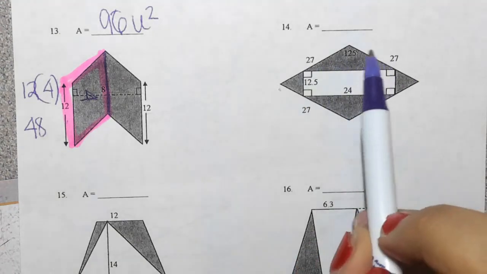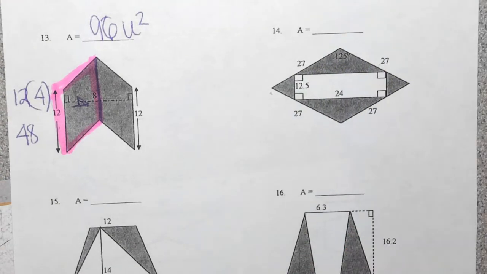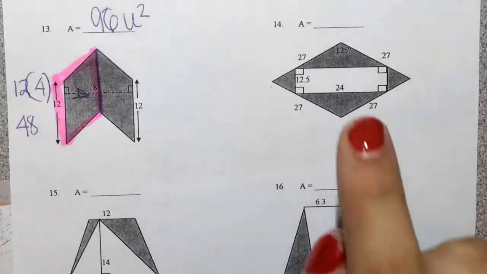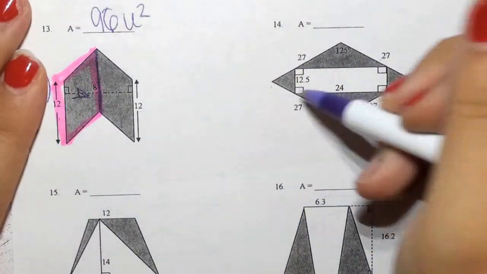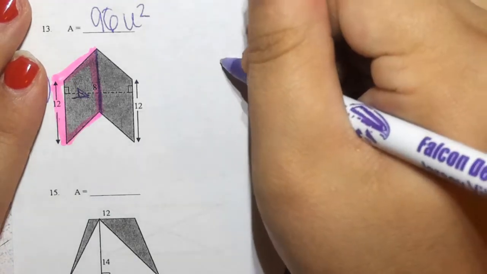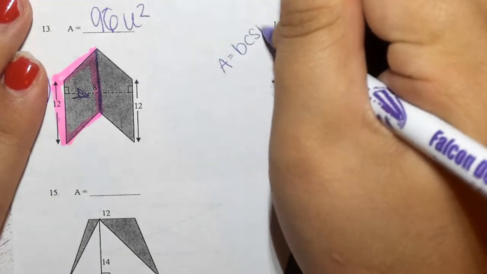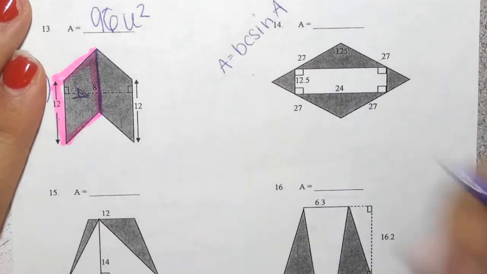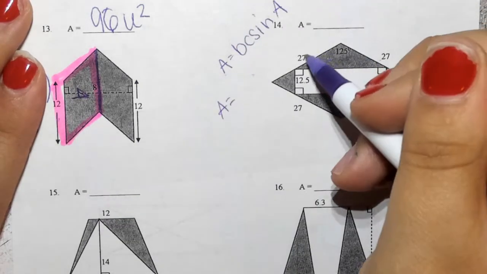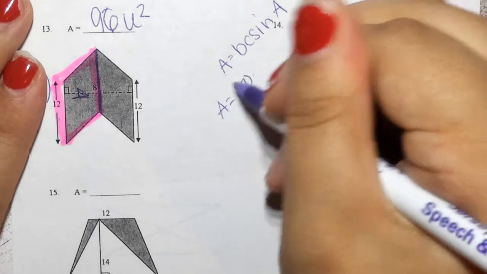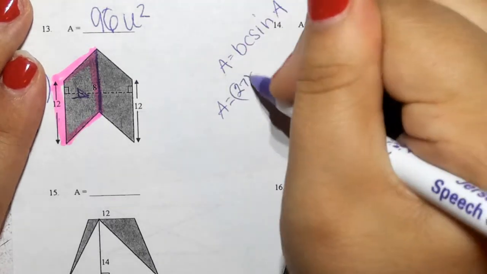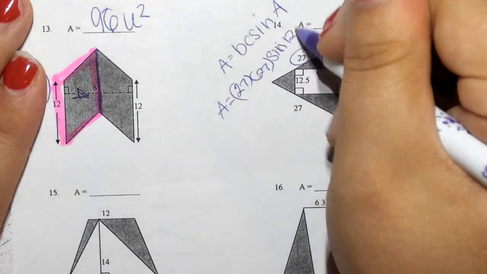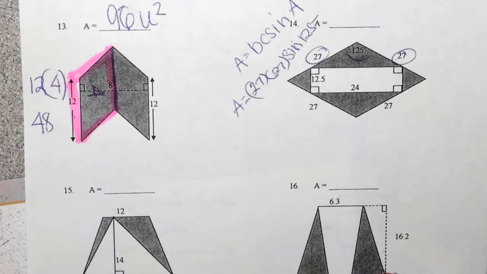I have a side, an angle, and a side. Don't you remember doing this problem? It's the same thing. So instead of doing 1/2, I'm going to do BC sine of A. No 1/2 because it's a parallelogram. What's one of my sides? 27. The other, 27. And then sine of my angle, 125.